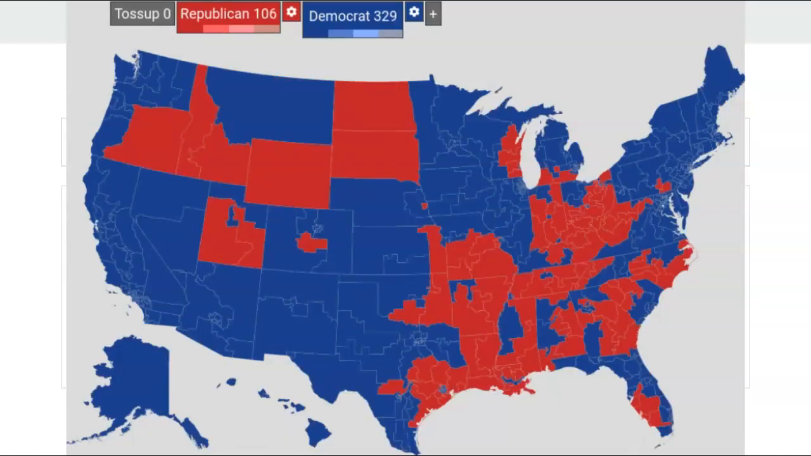Here is the current House map, and I know what you're thinking. That's a lot of blue. It is a lot of blue, isn't it? It is.